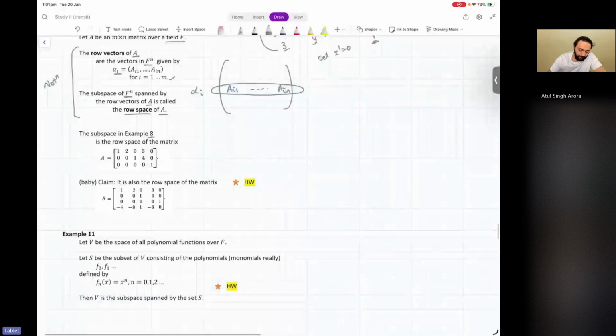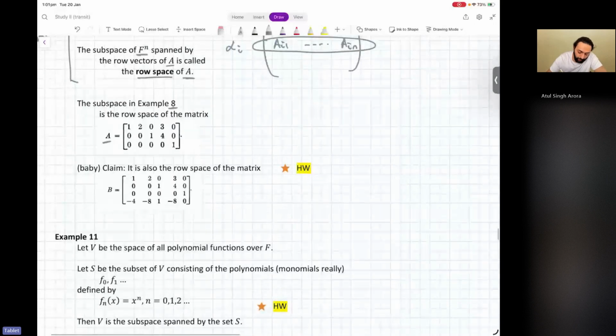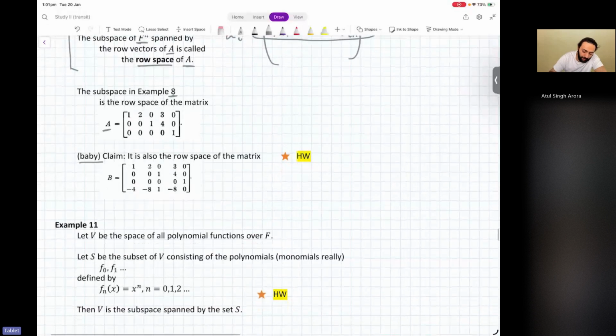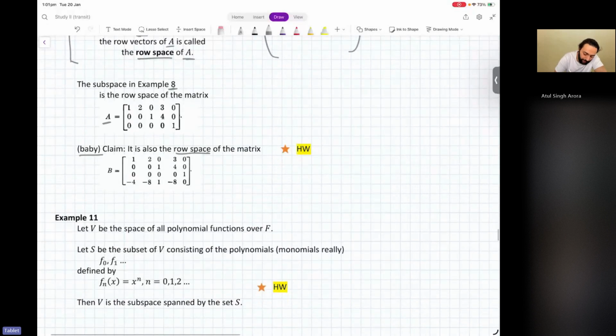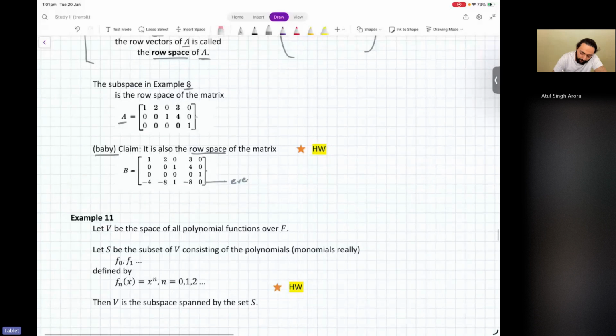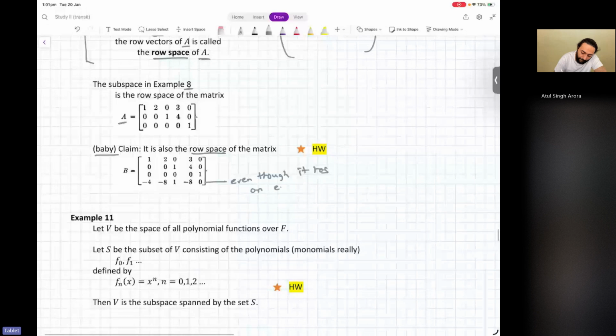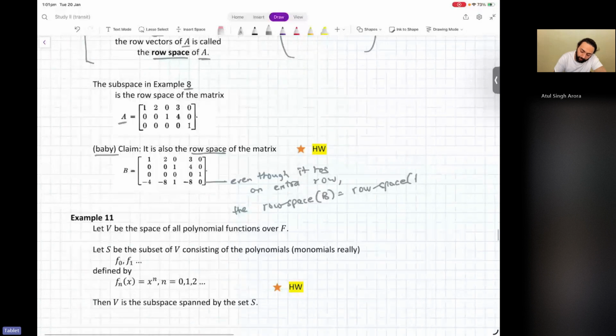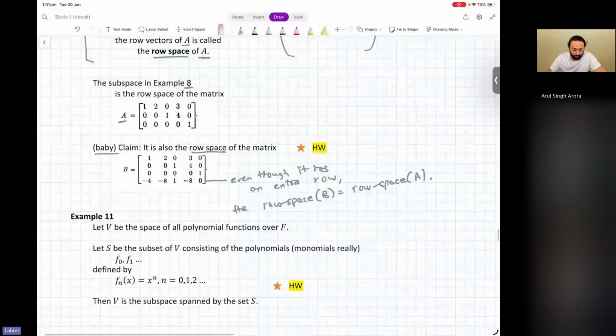So this is exactly the matrix A that we were talking about. And here's a small little exercise you can check: the row space of the following matrix, which has an additional row, is the same. Even though it has an additional row, the row space of B equals the row space of A, since it still follows the form of c1 to cn. This is just a linear combination. Fantastic. Okay, so that was that.